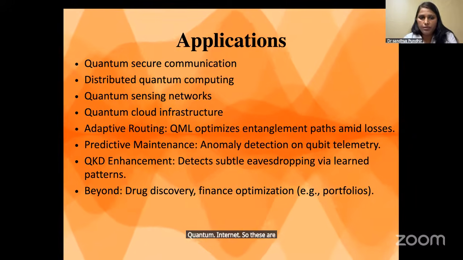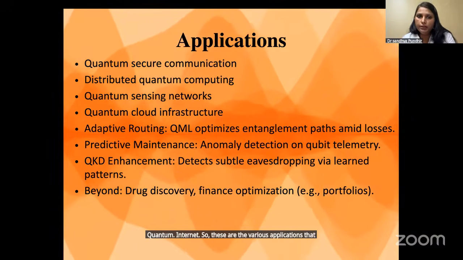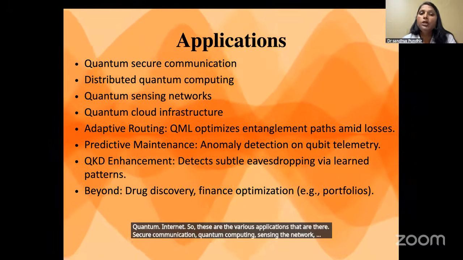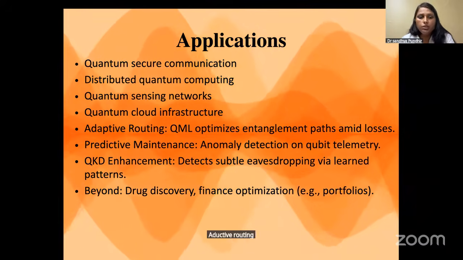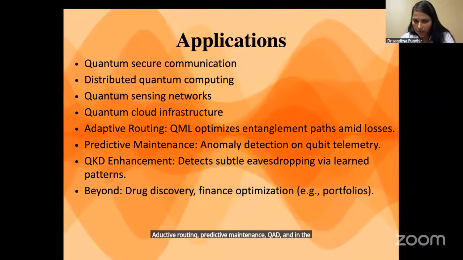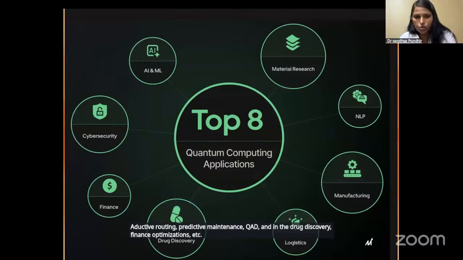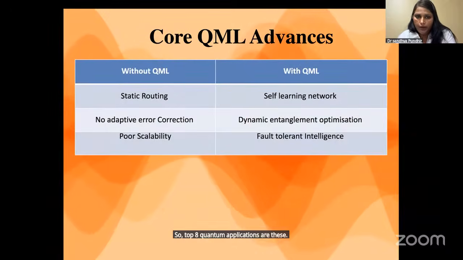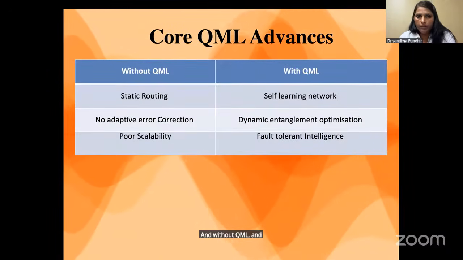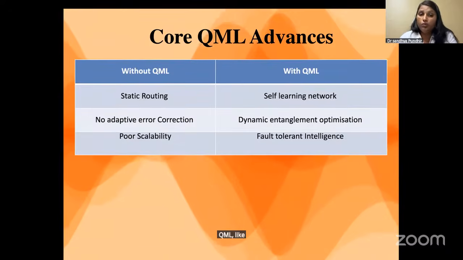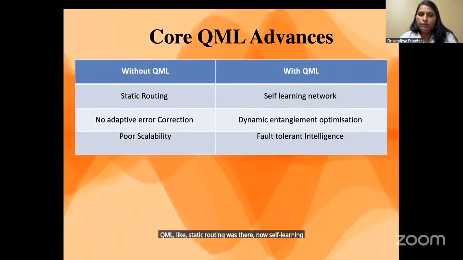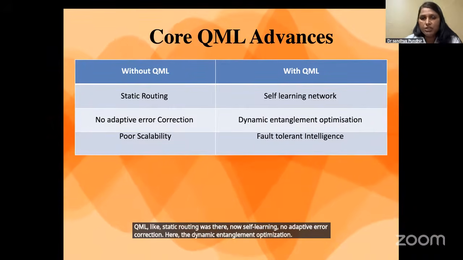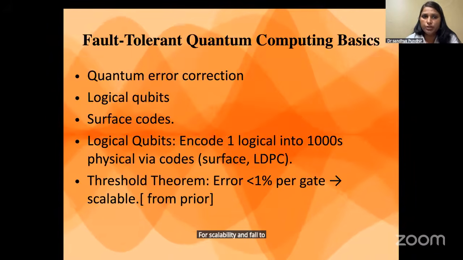So these are the various applications: secure communication, quantum computing, sensing the network, cloud infrastructure, adaptive routing, predictive maintenance, QAD, and drug discovery, finance optimization, etc. So these are the top 8 quantum applications. Without QML and with QML: static routing was there, now self-learning; no adaptive error correction, now dynamic entanglement optimization; poor scalability, now fault-tolerant intelligence.